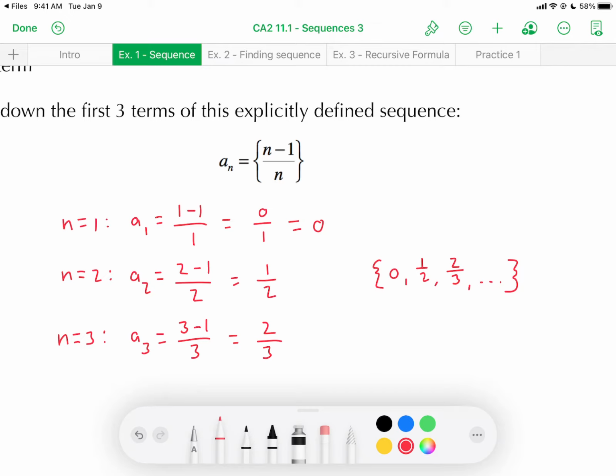Any questions there? What would the next term be? Three-fourths. Yeah. The fourth term would be 3/4. The fifth term would be 4/5. Sixth term would be 5/6, so forth. So there's a definite pattern at play.